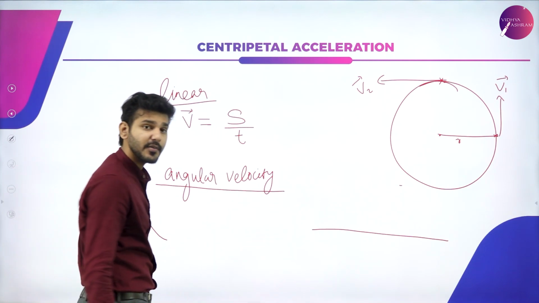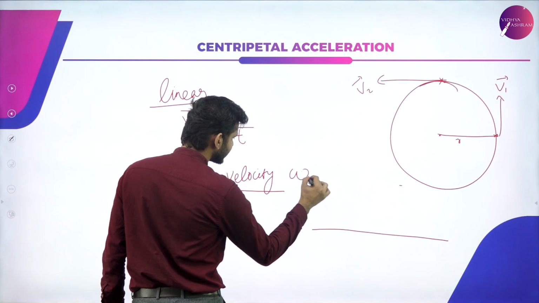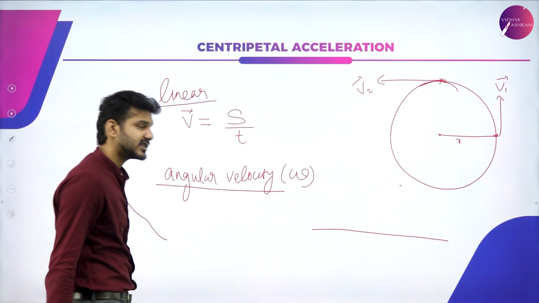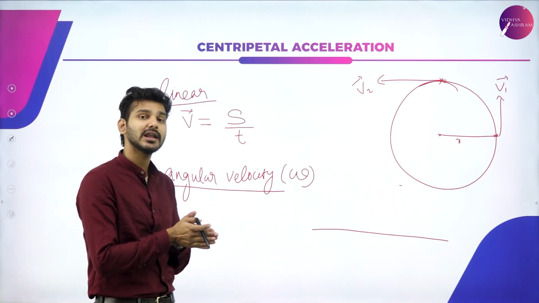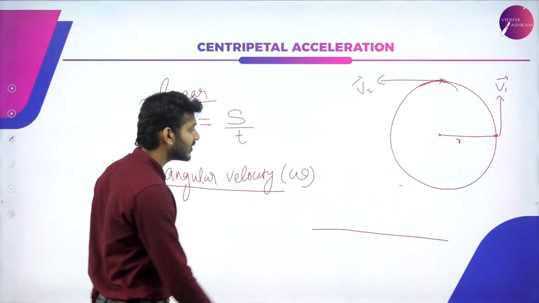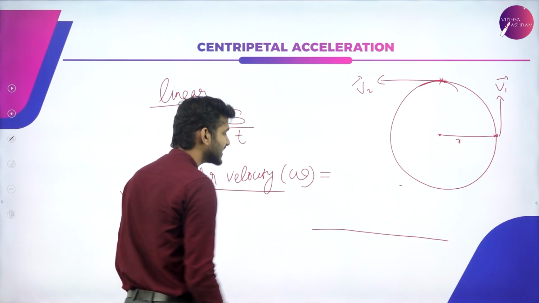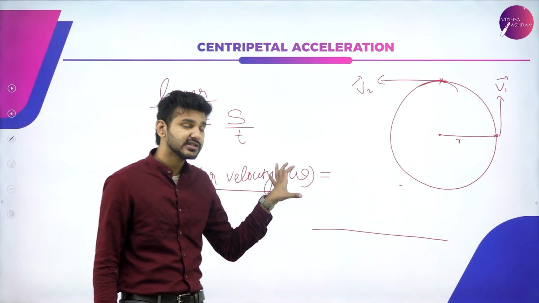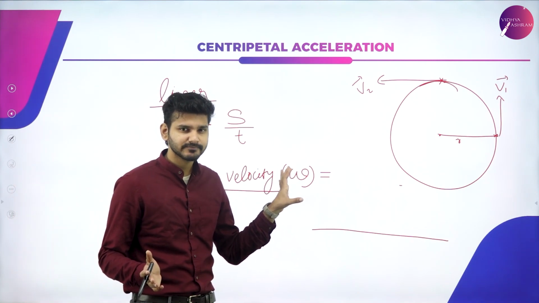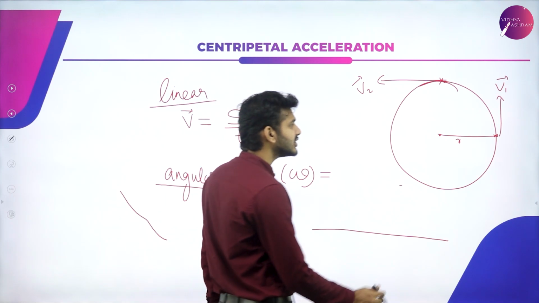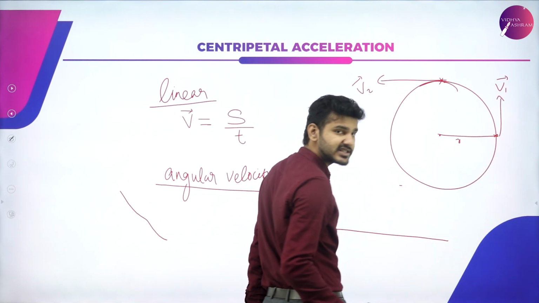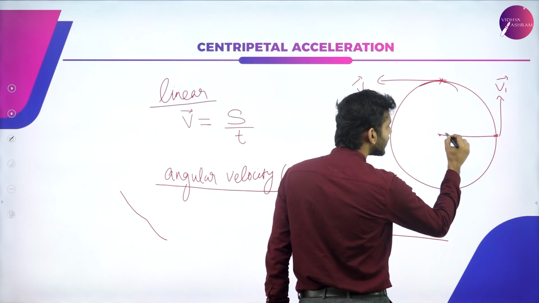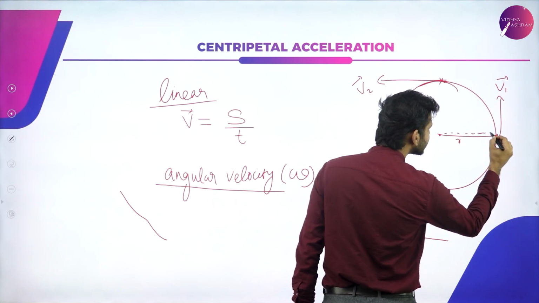Now we are going to learn about angular velocity. Angular velocity, omega. This is indicated by the small letter omega, and omega will be equal to, just like analogous to linear velocity, angular velocity will be equal to, how can we find that out? It's very simple. So we'll assume that it traveled a small distance, like this.